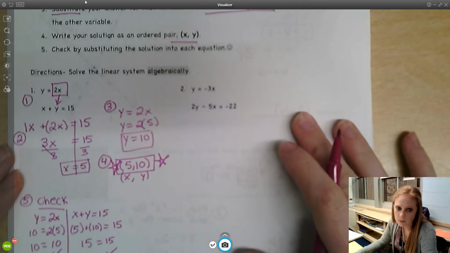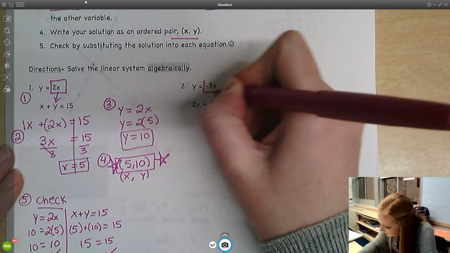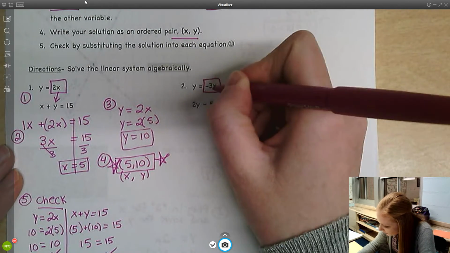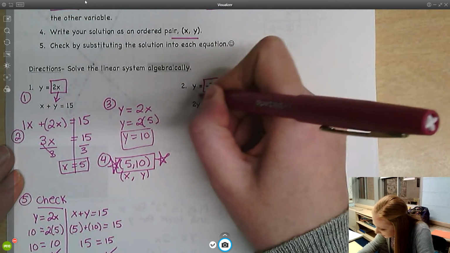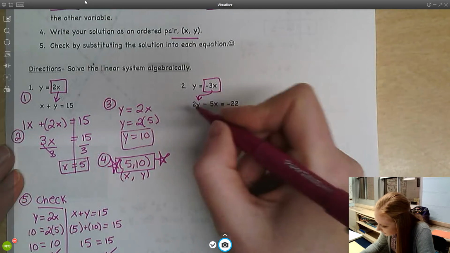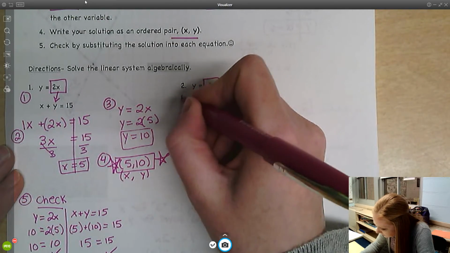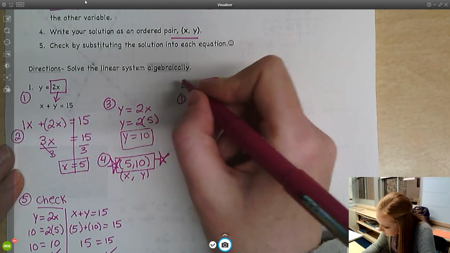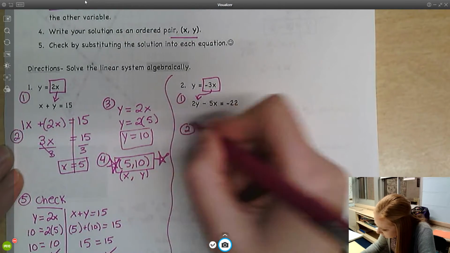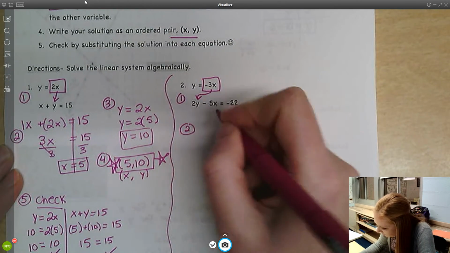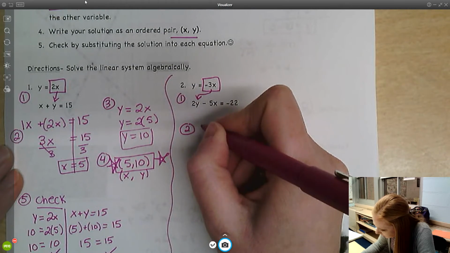All right, let's try number 2. We're going to take this negative 3x that it says y equals because the y is by itself, so that's the one we're looking for. And we're going to plug that in for y in the second equation. Right, so that is step 1. Step 2 is to actually plug it in, and let's see what our new equation is, and then we'll solve it.